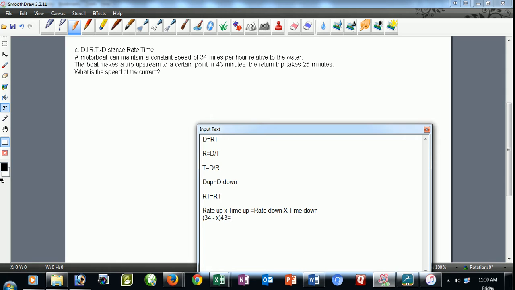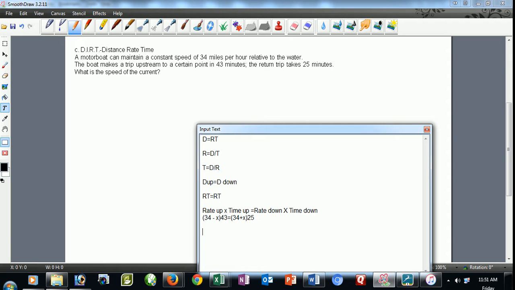Now my rate downstream is going to be 34 miles per hour plus x, the speed of the water, because it's going with me. So my time downstream should be what? Faster. Notice what we have: rate times time, rate times time. Upstream is always going to be a negative, going against you. Downstream is always going to be a plus, working with you.